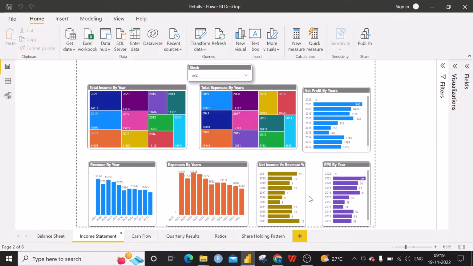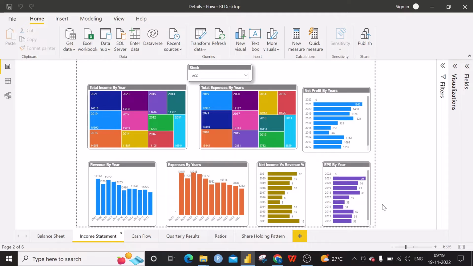The next one is an important ratio called net income to revenue. It shows the management's ability to control the expenses and increase the income. It shows that in 2021 the ratio is 12. That means they are able to control the expenses and increase the income.